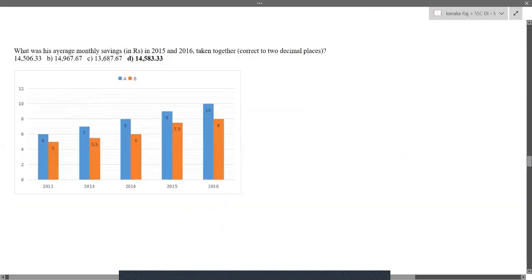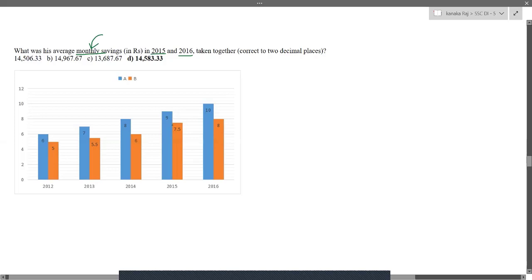So let's move on to the next question here. What is the next question? What is the average monthly salaries in rupees in 2015 and 2016? Be a little careful here. What are they asking? They're asking monthly salaries and not yearly savings. So what do I need to do?